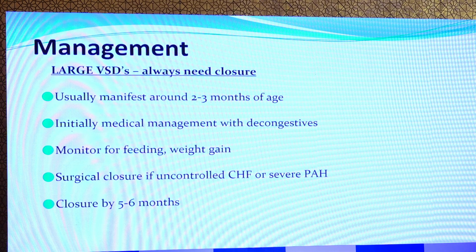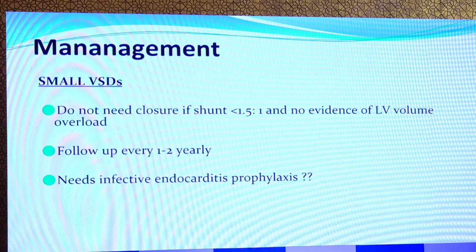Management: if it is a large VSD, usually it is managed by drugs when you encounter the patient, and if you have to operate, you monitor them for weight gain, which should be somewhere around 150 grams per week. That is how you define a failure to thrive. If it was not 150 grams per week, then he is probably not thriving well. And then closure has to be done by 5 to 6 months.